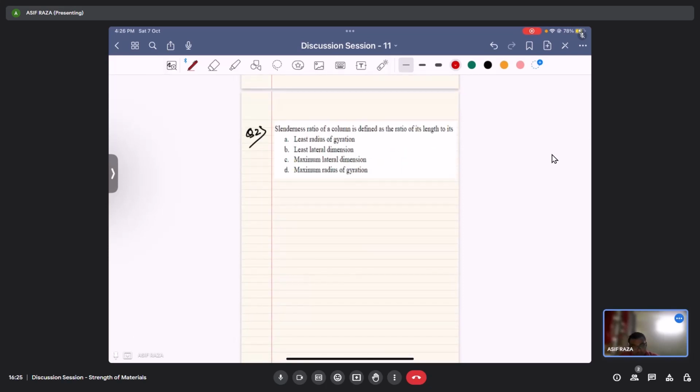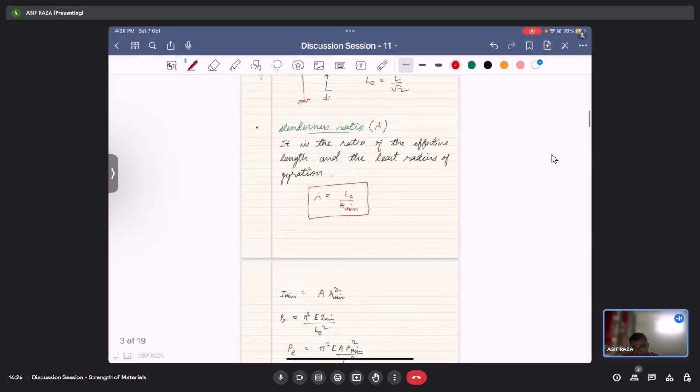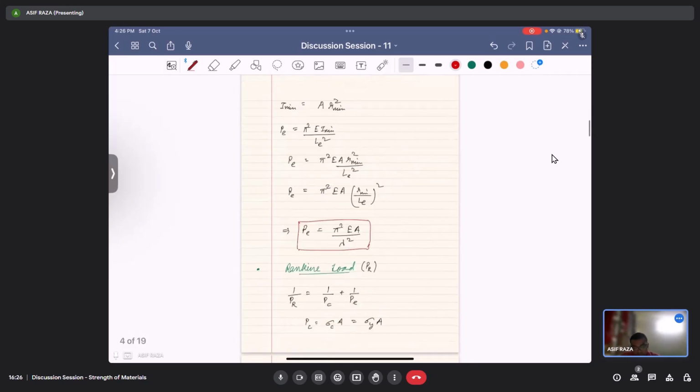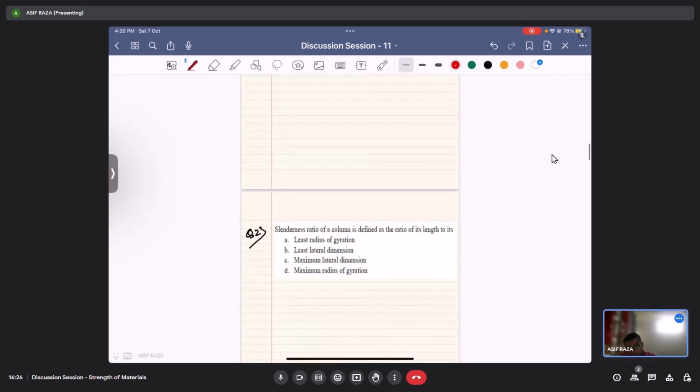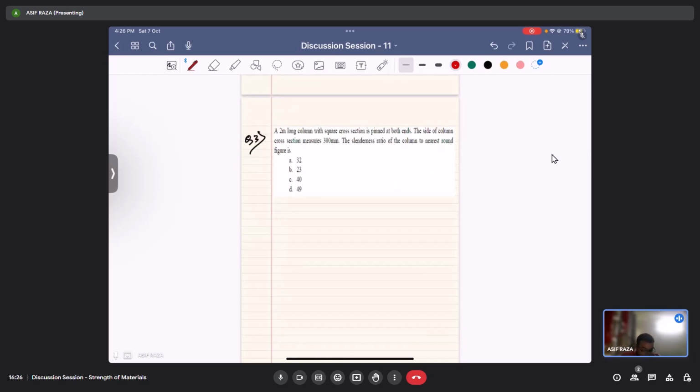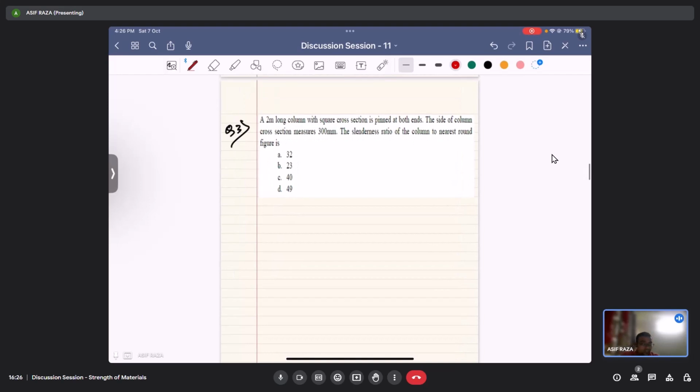Moving on to the next question. Slenderness ratio of a column is defined as the ratio of its length to its: least radius of gyration, least lateral dimension, maximum lateral dimension, maximum radius of gyration. Just now I told you that slenderness ratio is the ratio of the effective length and the least radius of gyration. Thus, the correct answer would be option A, least radius of gyration. From here onwards, some calculations would be required.